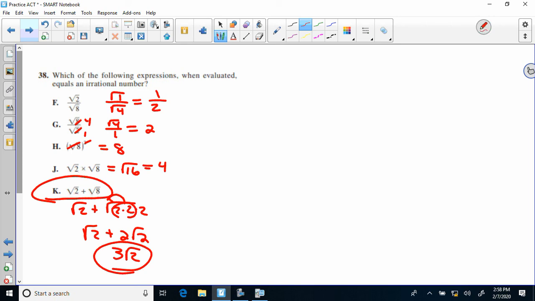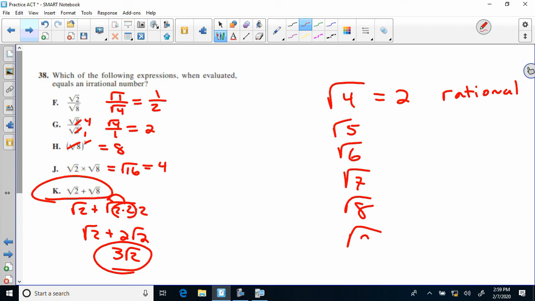Anytime you have a square root that is not a perfect square, then it is irrational. If you don't know what that means, if I have the square root of 4, that's a perfect square. I can square root it. So this one is rational. But if I have the square root of 5, I can't square root it. That's irrational. Square root of 6, can't square root it. It's irrational. Square root of 7 is irrational. Square root of 8 is irrational. Square root of 9 is rational because square root of 9 is a whole number. It's 3. So most of your square roots are going to be irrational unless they can simplify down. Okay?